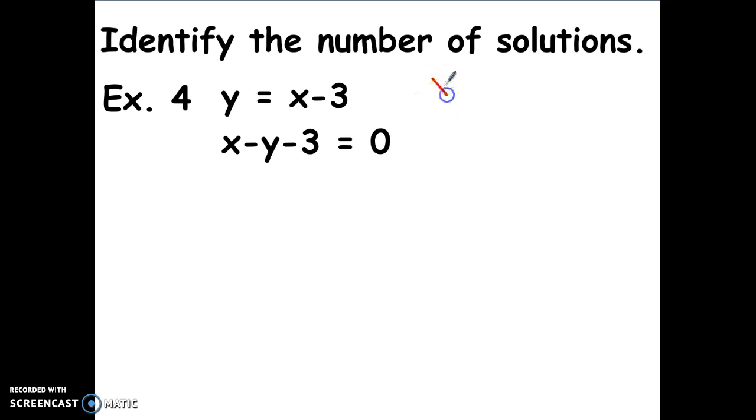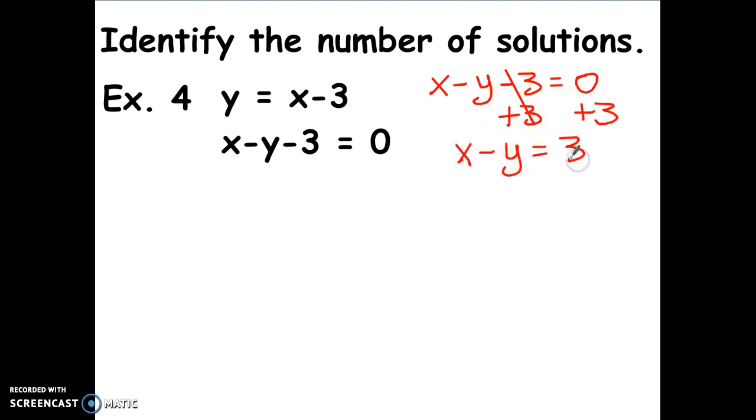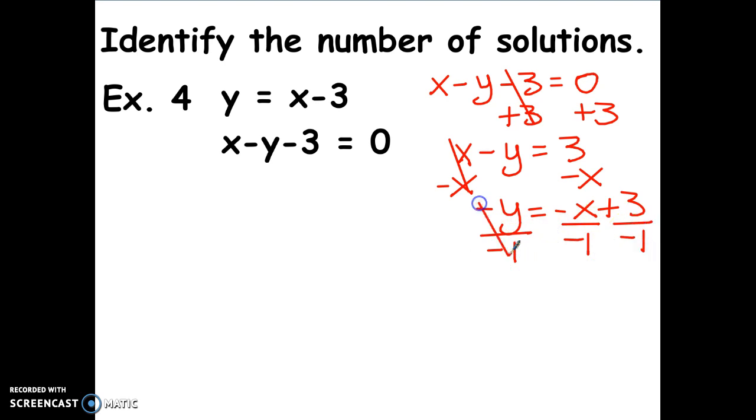All right, we need to solve this second equation. We have x minus y minus 3 equals 0. So I'm going to add 3 to both sides. I'm left with x minus y equals 3. Now I'm going to subtract x from both sides. -y equals -x plus 3. Lastly, I'm going to divide by -1. So y equals x minus 3.